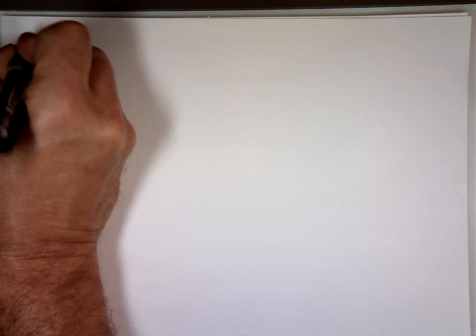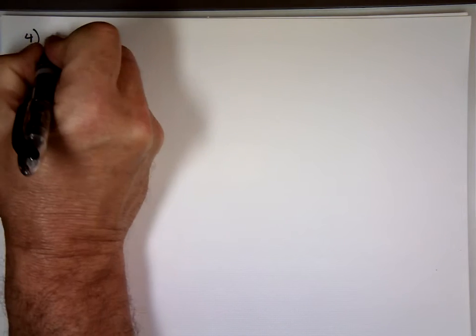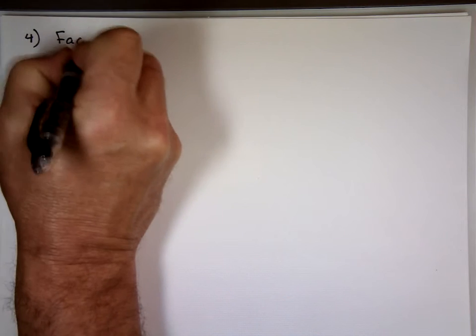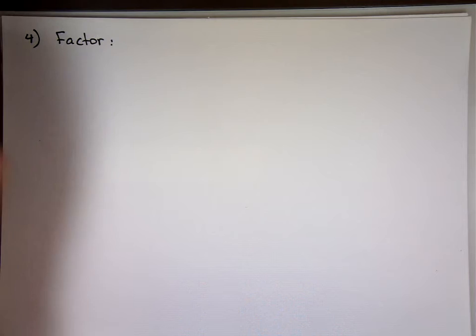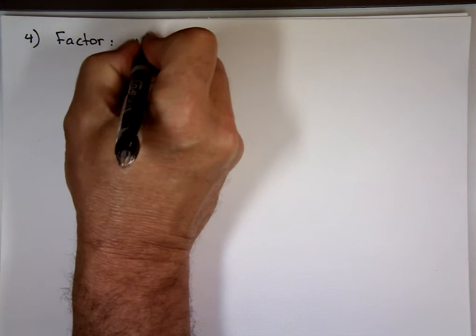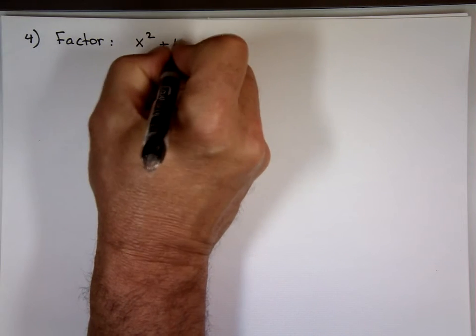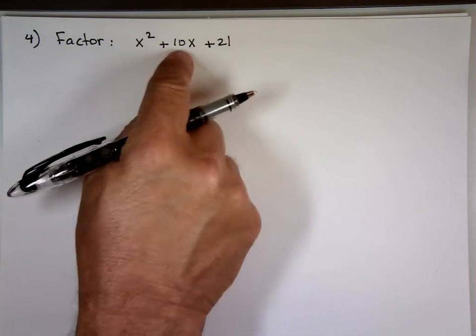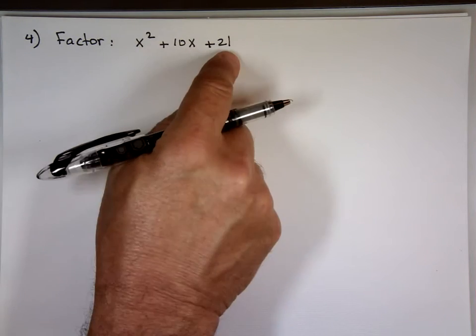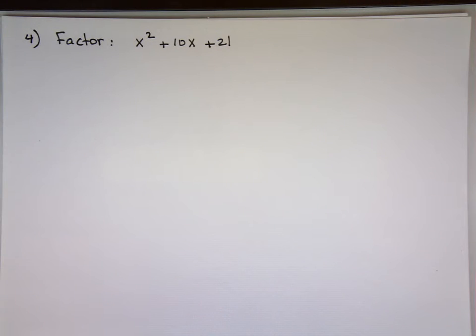Question 4. Factor completely. I'm going to say factor. When I say factor, it means factor completely. X squared plus 10x plus 21. The first thing, do they have anything in common we can take out, put in the front? No.